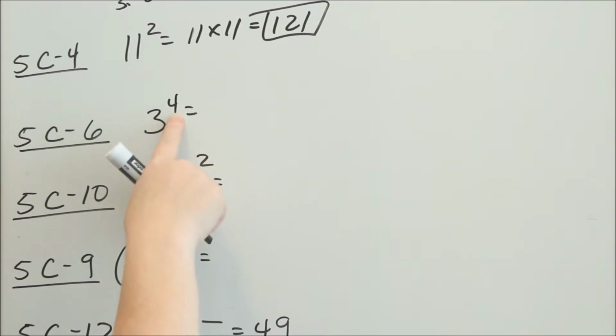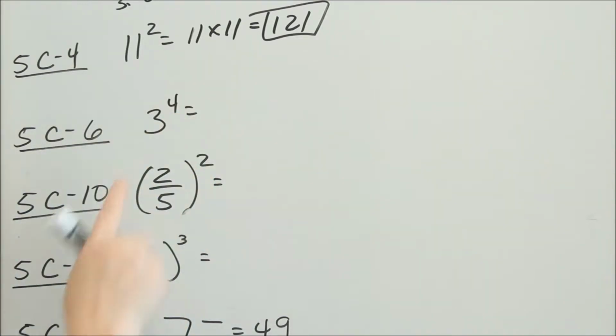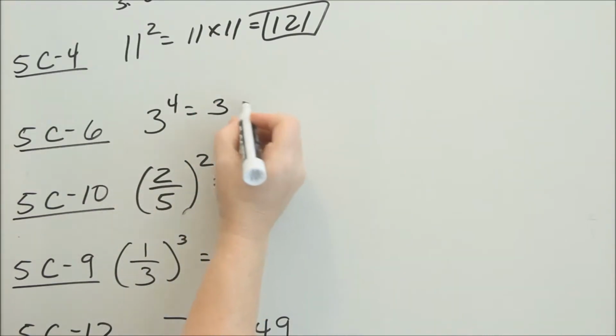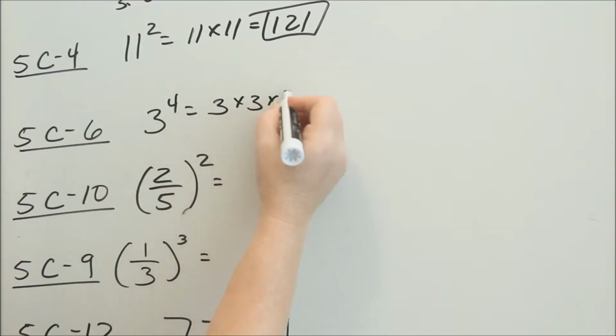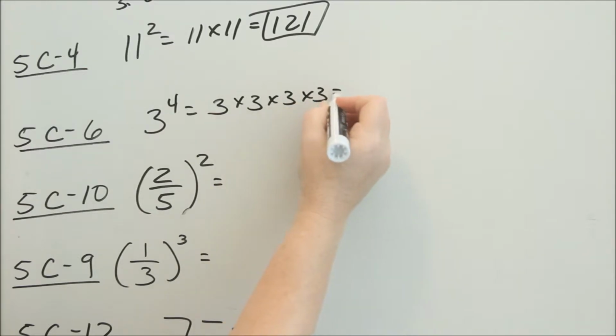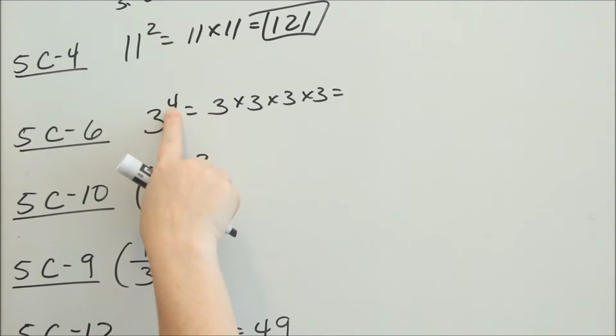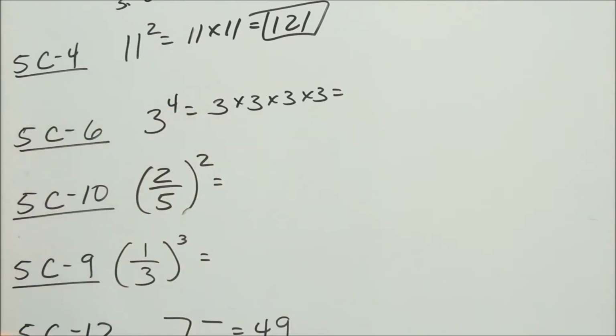But when it's a 4, 3 to the 4th power, or 3 raised to the power of 4, what does this mean? It means 3 times itself 4 times. 3 times 3 times 3 times 3. You should have this written 4 times. 1, 2, 3, 4. 4 exponents, the number's written 4 times.